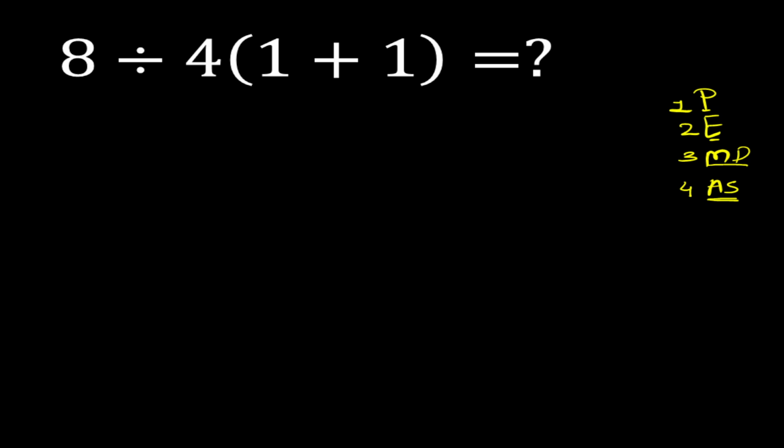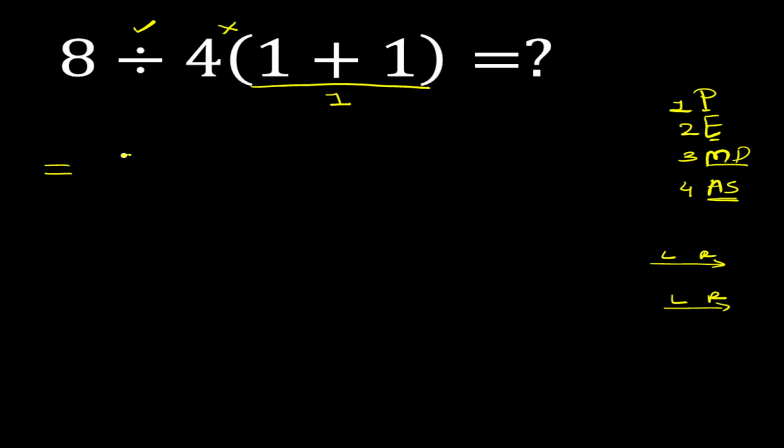But here multiplication and division both have equal priority, so we have to solve it from left to right. And also addition and subtraction both have equal priority, so we have to solve it from left to right. So in this question, here we have one division, here multiplication, and here we have one parenthesis, right? So according to PEMDAS, first we have to solve this parenthesis.